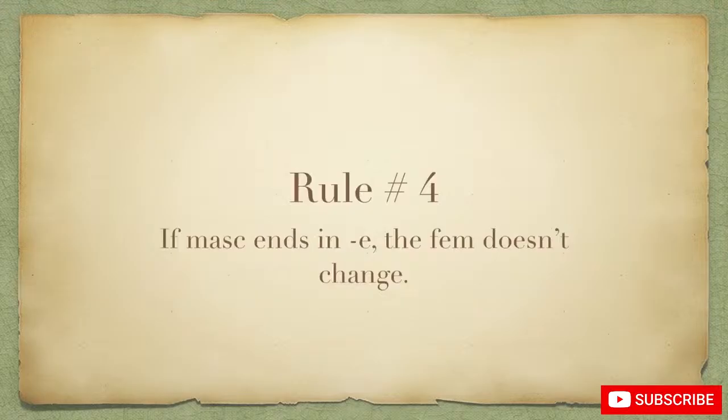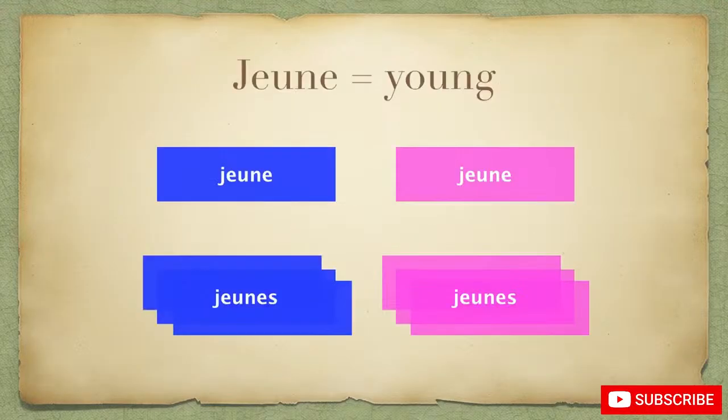Rule number 4: if the masculine singular form ends in E, the feminine form doesn't change. It just remains the same. One example is jeune. For jeune, the masculine and the feminine singular forms are the exact same, and the same with the masculine and feminine plural forms. You just add an S to make it plural.